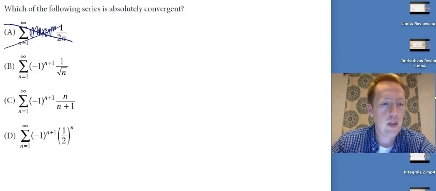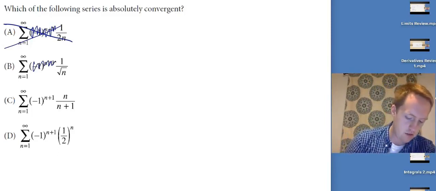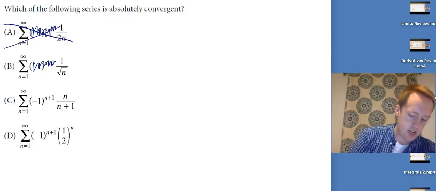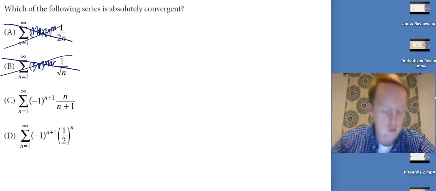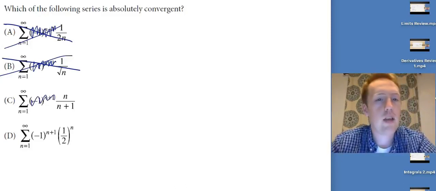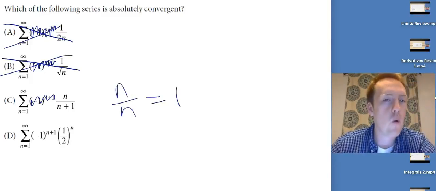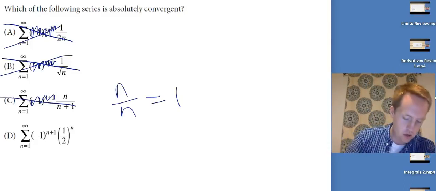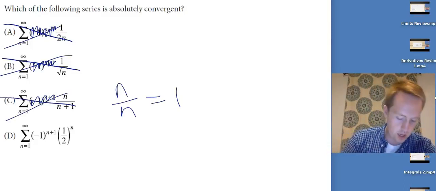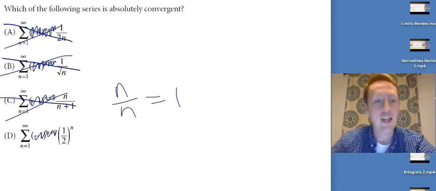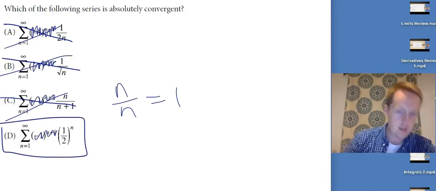Okay, let's look at B. If I rip off the alternator, that series is a p-series where p equals 1/2. That does not converge. Now this one's a little more complicated, but remember, just look at the highest term on top, highest term on bottom. So basically you've got n over n, which is 1. Well, if you add up an infinite number of 1s, that's not going to converge. Which leaves us with only one option, but let's look at it anyway. Rip off the alternator. That's a geometric series where r is less than 1. That is going to converge still. So that is in fact our answer.